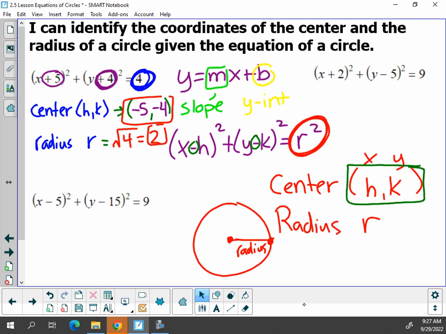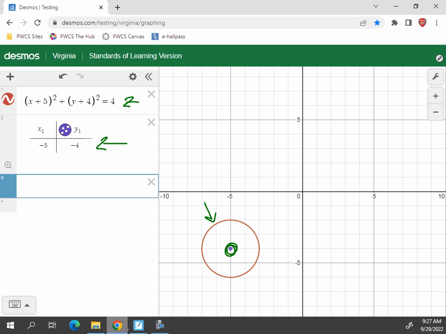And now if I go back to my graph, I can see that my radius, starting from the center of this circle, to get to the actual circle, I have to go 2 units. It's always 2 units. So the distance from my center to the circle is always 2 units, and that means that my radius is 2.